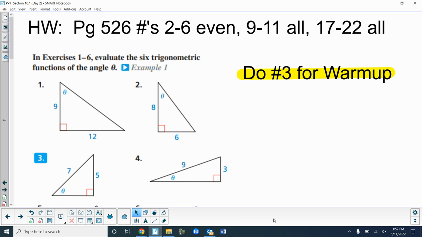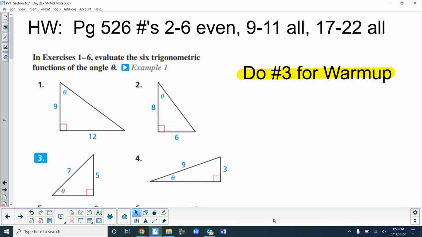Number 11, sine is the square root of 119 over 12. Tangent is the square root of 119 over 5. Cosecant is 12 times the square root of 119 over 119. Secant is 12 over 5. Cotangent is 5 times the square root of 119 over 119.